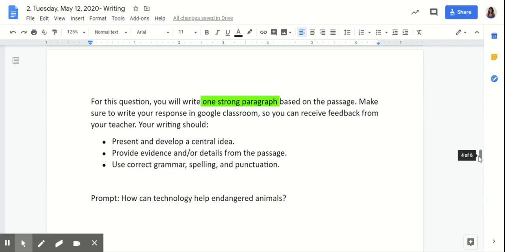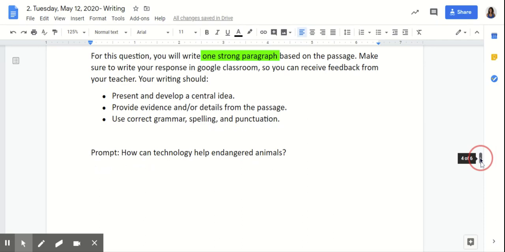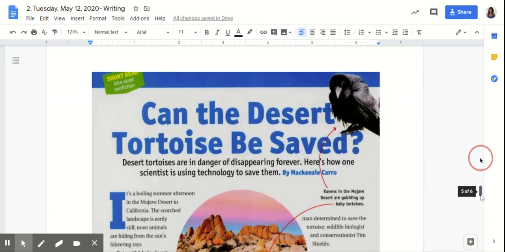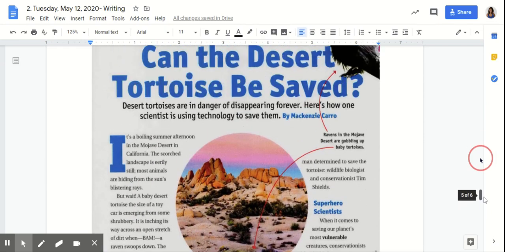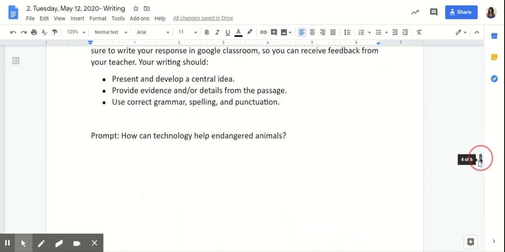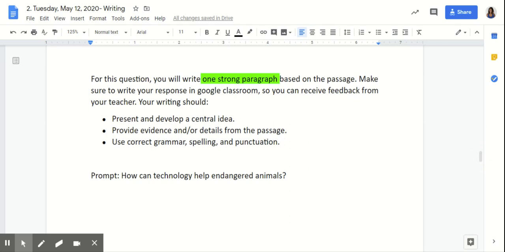All right, so you guys can go ahead and get started for writing. Again, make sure you are coming back to this text and pulling out the strong pieces of evidence to prove your point. For the prompt today, how can technology help endangered animals?